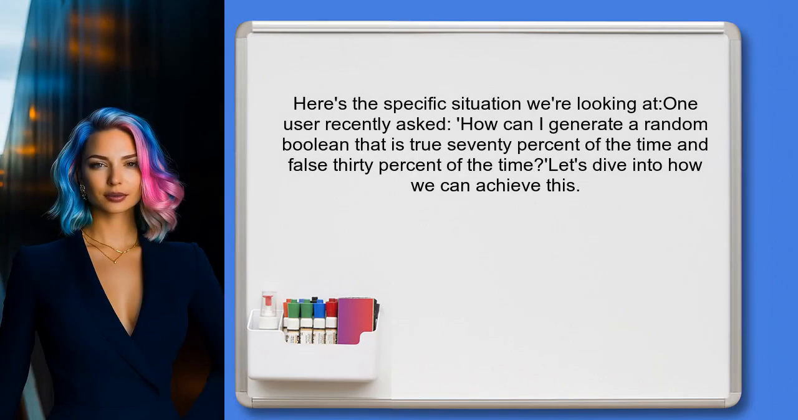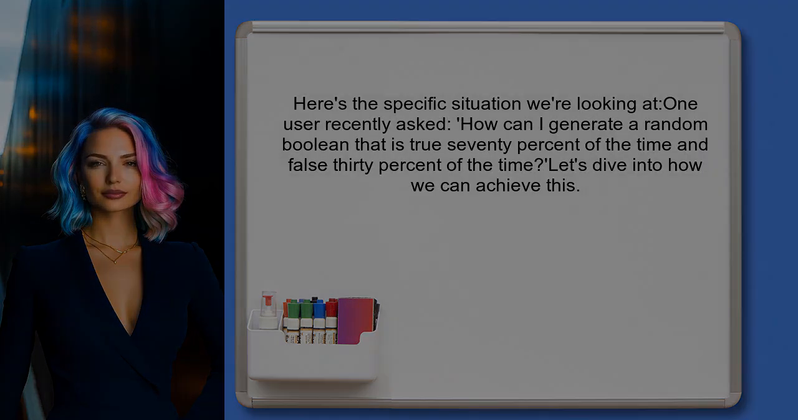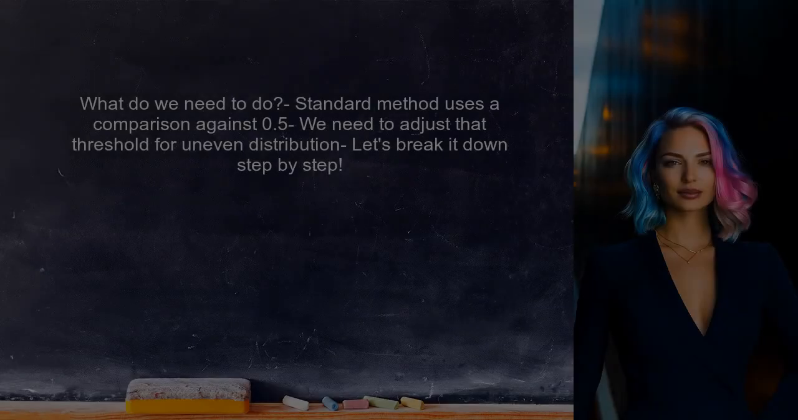Here's the specific situation we're looking at. One user recently asked, how can I generate a random Boolean that is true 70% of the time and false 30% of the time? This is a common requirement in various applications, so let's dive into how we can achieve this. So what do we need to do?